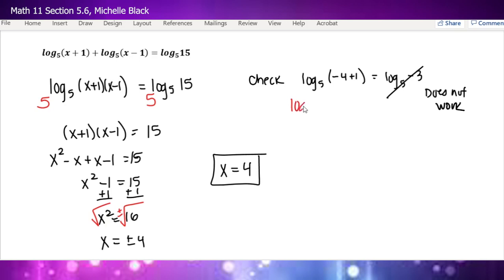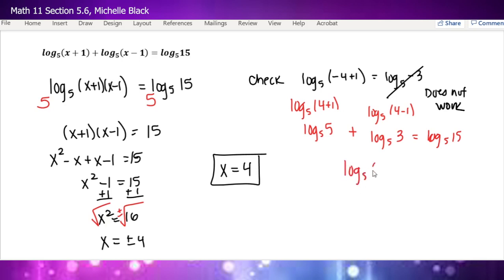And notice if I plug in the positive 4 to either of those, I'm going to get back something positive inside, which is okay. On the other one, even though I'm subtracting 1, I still get back positive 3, so that one's also okay. And you can see that this actually does equal log base 5 of 15, because you can utilize the rule where you end up making this multiplication. And 3 times 5 is 15. So the one that works here is just x equals positive 4.